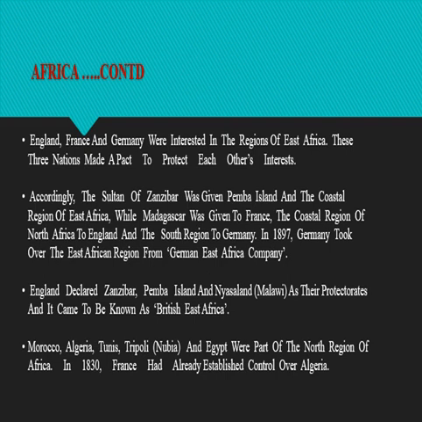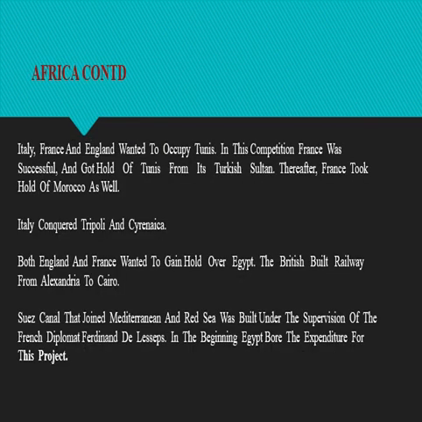Morocco, Algeria, Tunis, Tripoli, and Egypt were part of the north region of Africa. In 1830, France had already established control over Algeria. Italy, France, and England wanted to occupy Tunis. In this competition, France was successful and got hold of Tunis from its Turkish Sultan. Thereafter, France took hold of Morocco as well. Italy conquered Tripoli and also Cyrenaica.